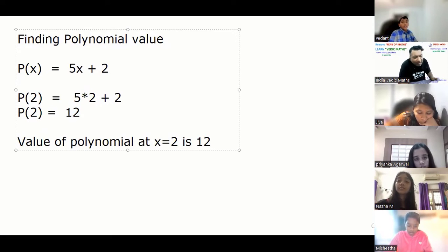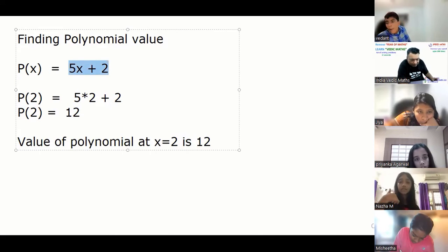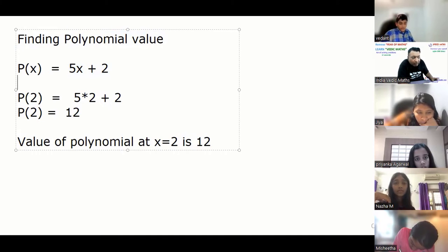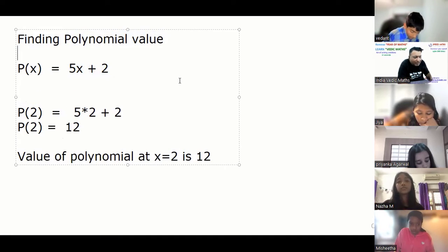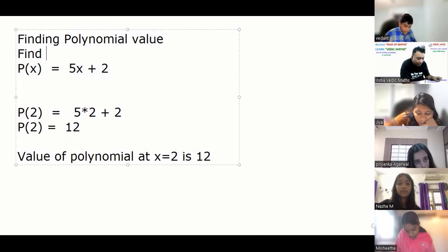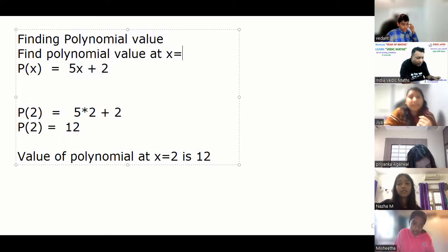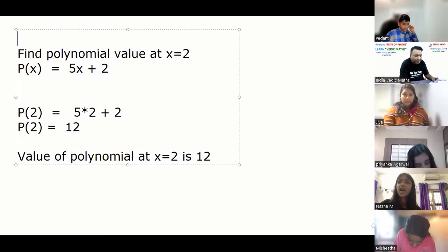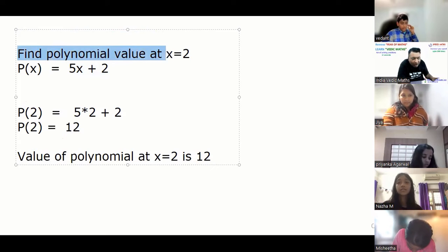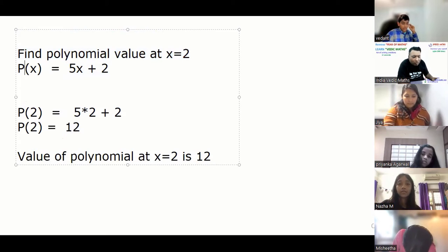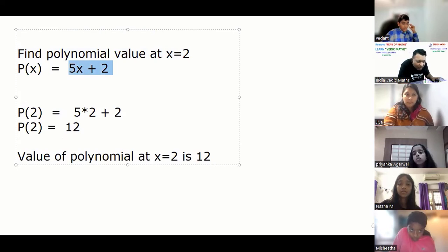I know. So the point is, this is the polynomial, right? We are finding the polynomial value. The question is like this: find the polynomial value at x equal to 2. That is the question. Okay. So you have to find out how much the value of the polynomial is at x equal to 2. So what do we have to do? You have to just substitute x equal to 2 here. That's it. Put 2 in place of this x.